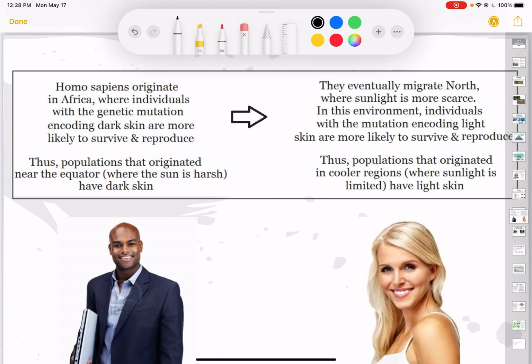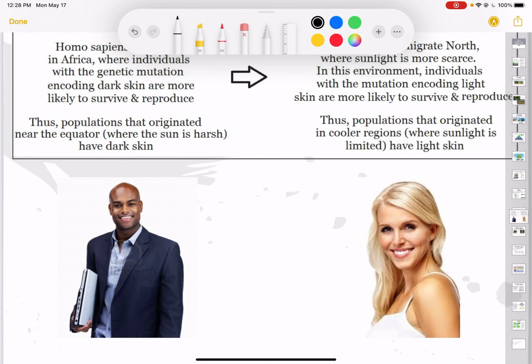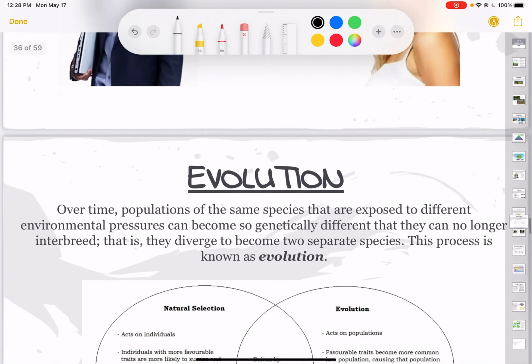Eventually, people started to migrate away from Africa north, where sunlight is more scarce, and in this environment, individuals with the mutation encoding light skin are more likely to survive and reproduce. Thus, populations that originated in cooler regions, where sunlight is limited, tend to have lighter skin. So lighter skin, northern regions; darker skin tends to be closer to the equator. And that's really just because of the environment that selected that skin color. So depending on where your ancestors started to live, that's going to have an indication on that skin color.